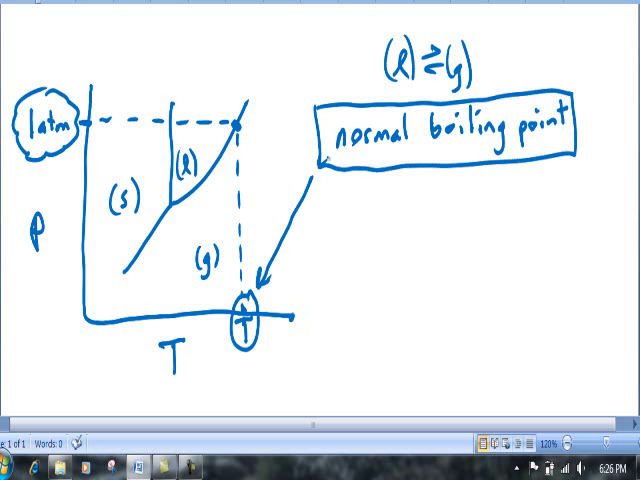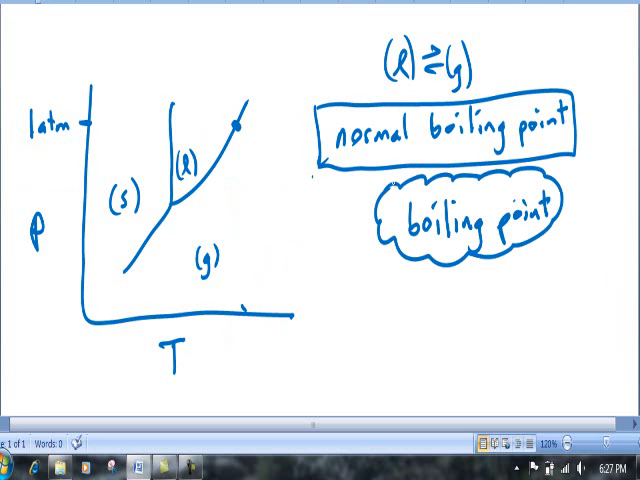Now, once again, what a normal boiling point is, it's the temperature that we have when the liquid to gas phase change is taking place at specifically 1 atmosphere of outside pressure. That's considered a normal boiling point.